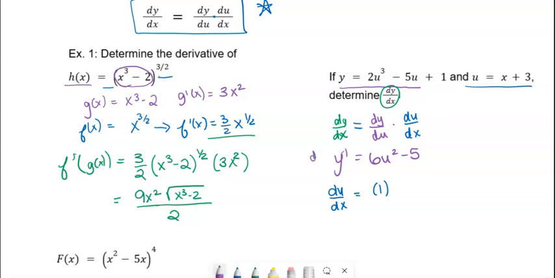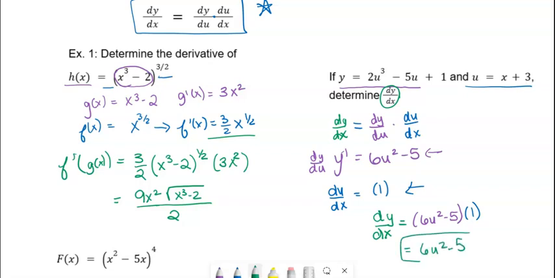Actually, let's use this notation here too: dy/du, the derivative of y in relation to u. Okay, so now I can put these two things together. The derivative of y in relation to x is this, 6u squared minus 5, multiplied by the derivative of u in relation to x. Once I simplify that out, this is my final answer.